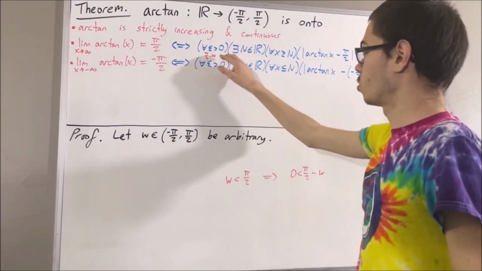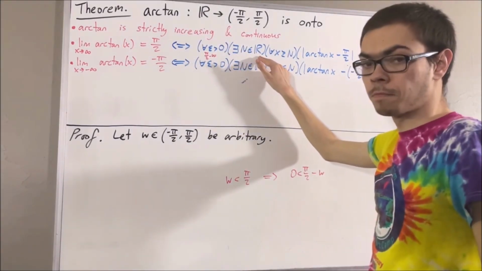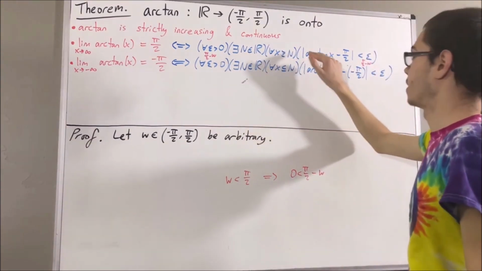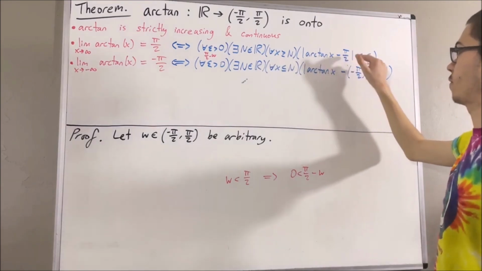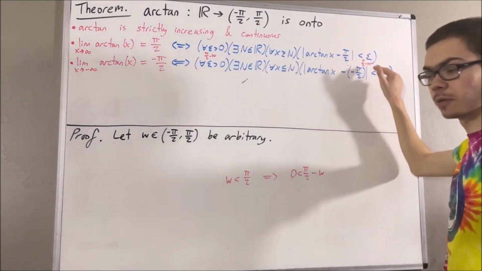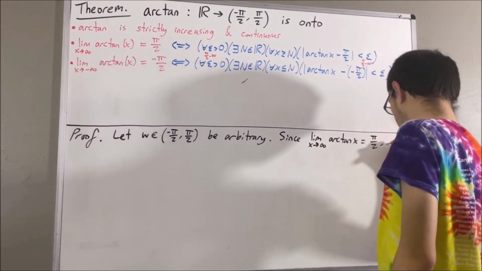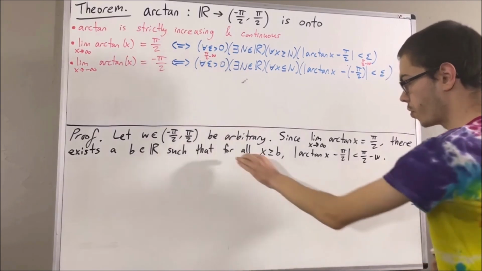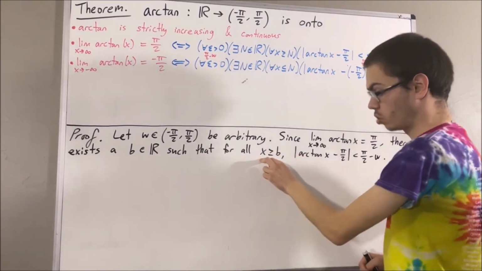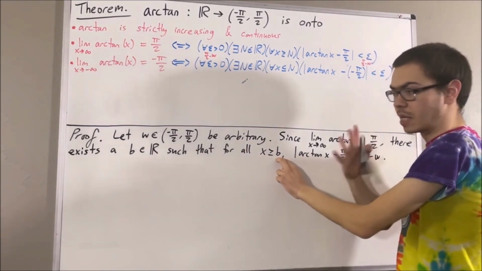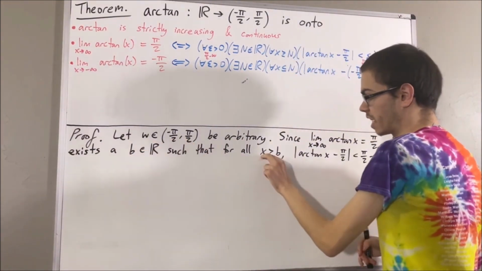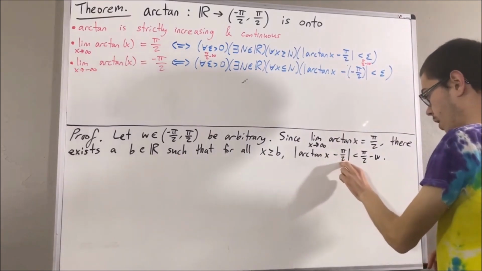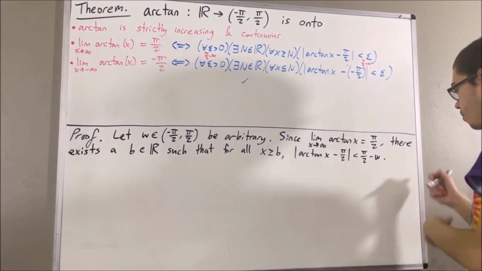And with that choice, we have that there exists a real number I'll call b, such that for all x greater than or equal to b, the absolute value of arctangent of x minus pi over 2 is less than pi over 2 minus w. So this statement works for all real numbers greater than or equal to b. So in particular, it must work for b. So taking x to be b, we have that absolute value of arctangent of b minus pi over 2 is less than pi over 2 minus w.